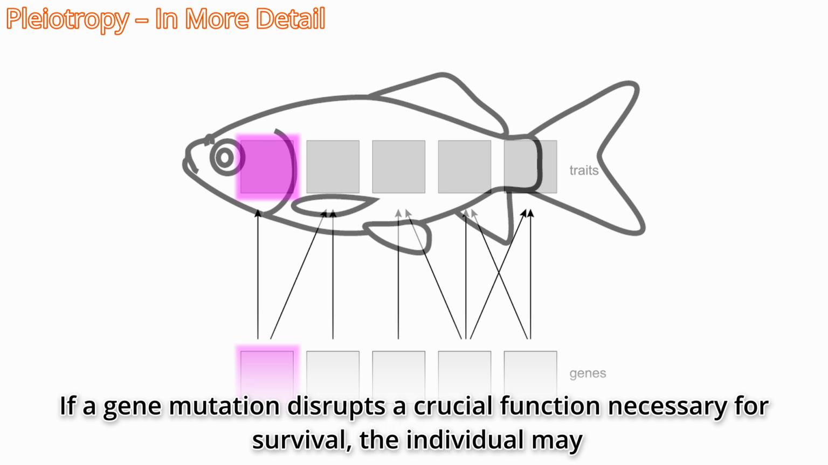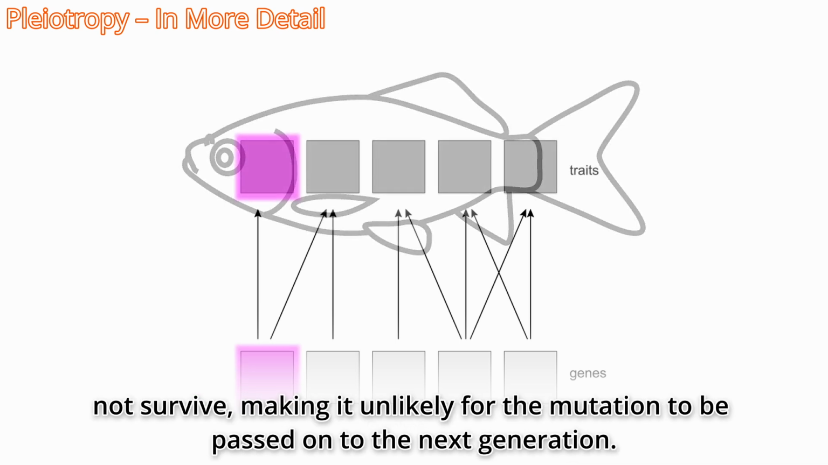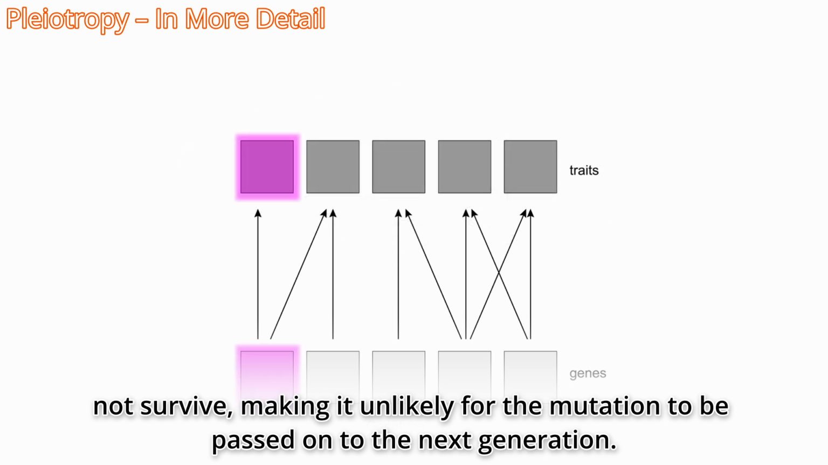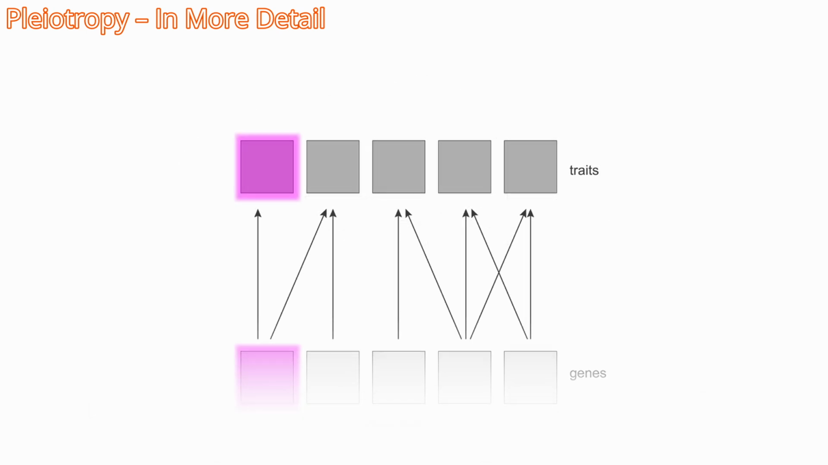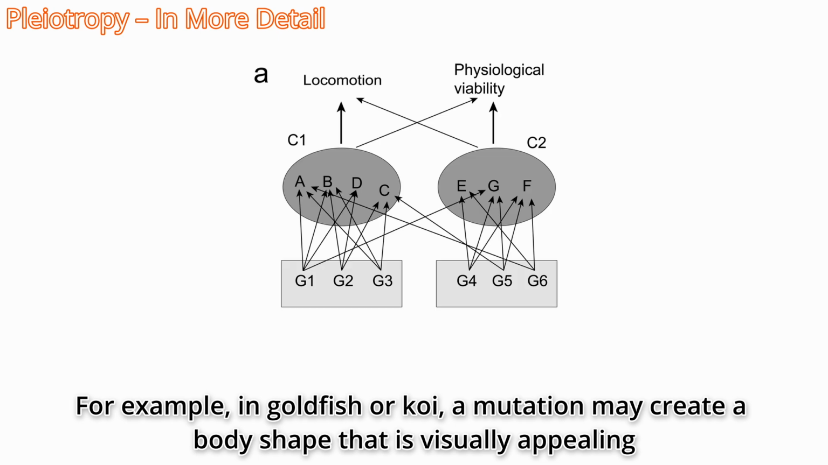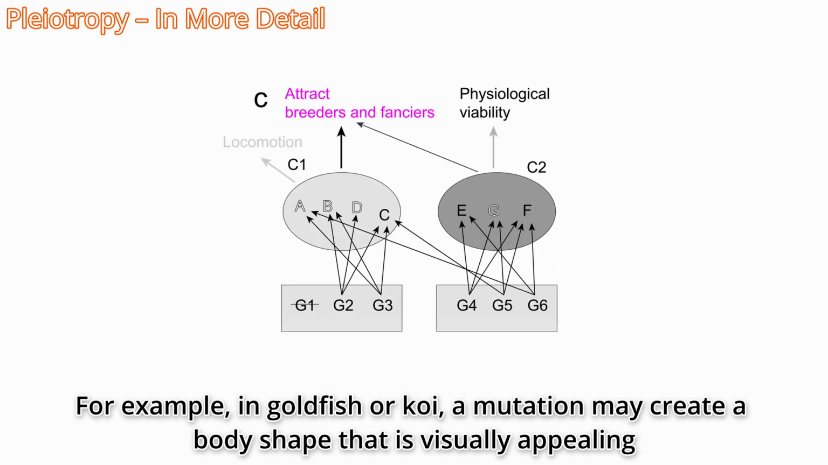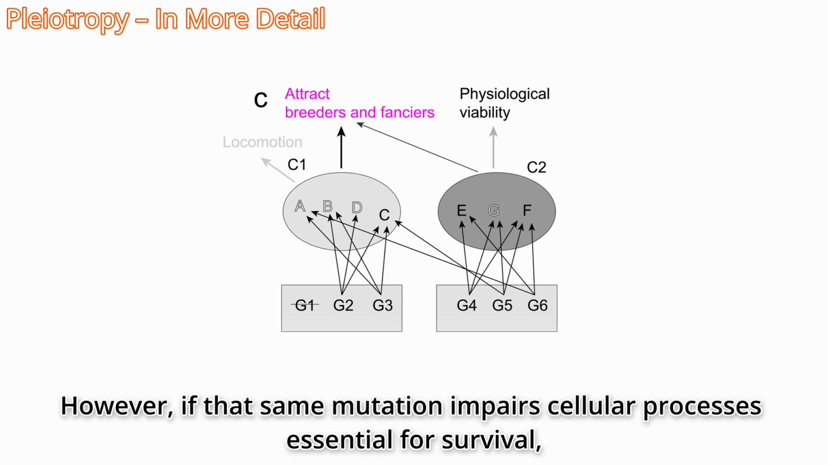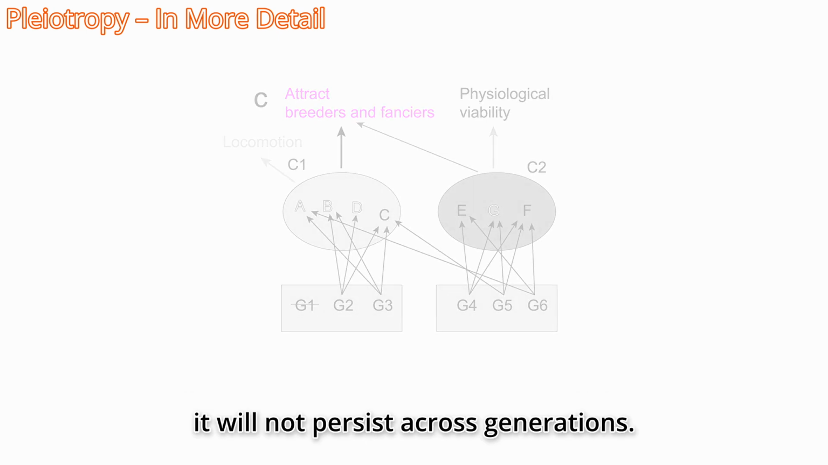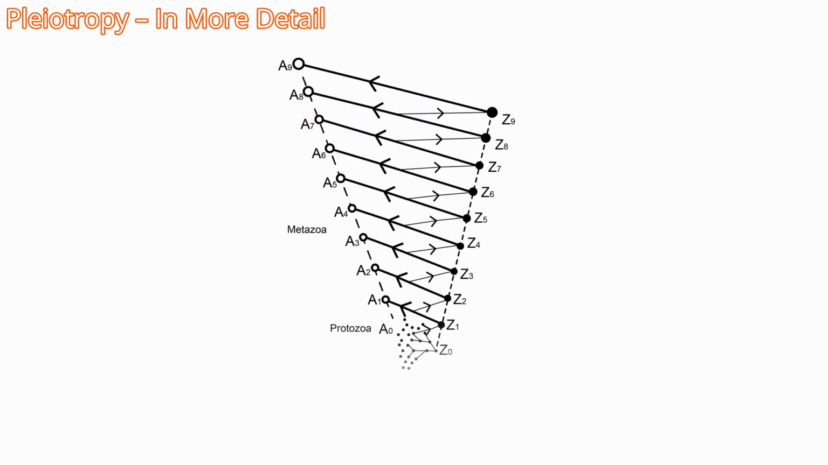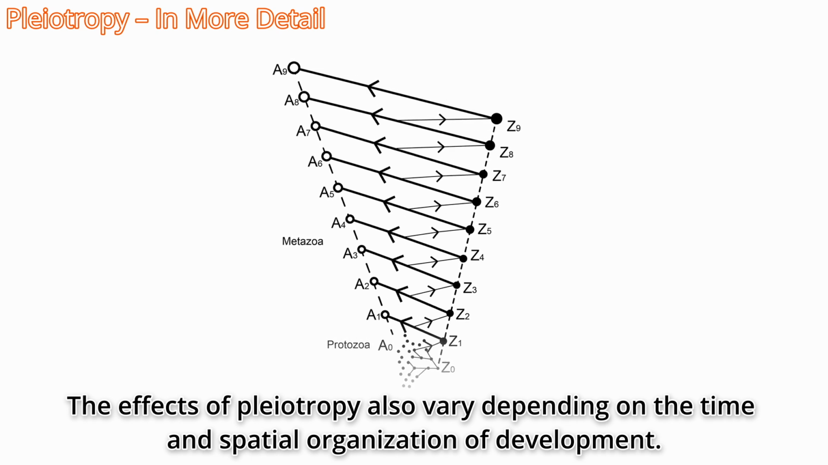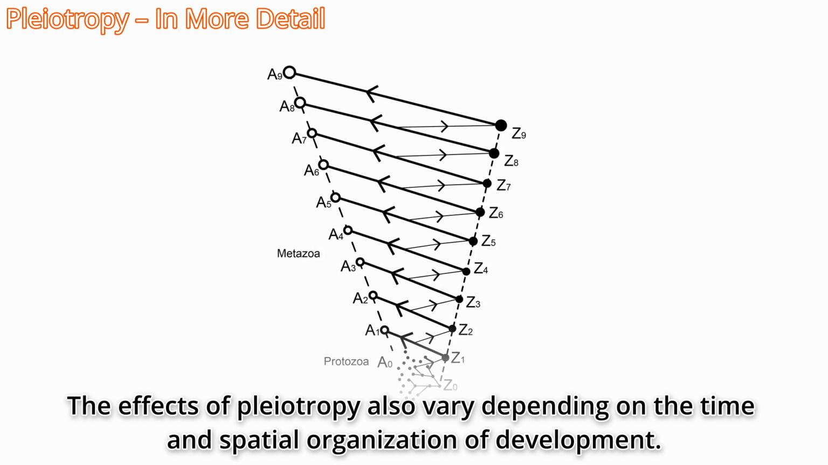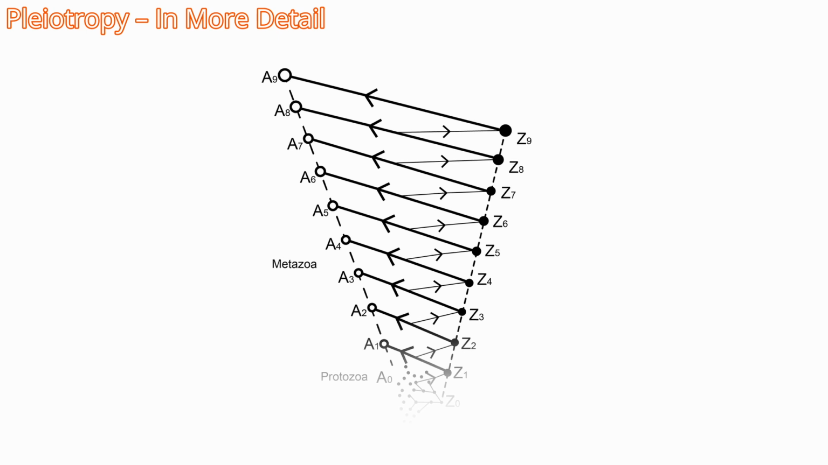If a gene mutation disrupts a crucial function necessary for survival, the individual may not survive, making it unlikely for the mutation to pass on to the next generation. For example, in goldfish or koi, a mutation may create a body shape that is visually appealing to humans. However, if that same mutation impairs cellular processes essential for survival, it will not persist across generations. The effect of pleiotropy also varies depending on the time and the spatial organization of development.